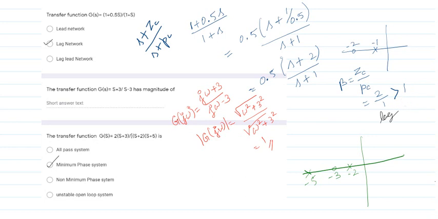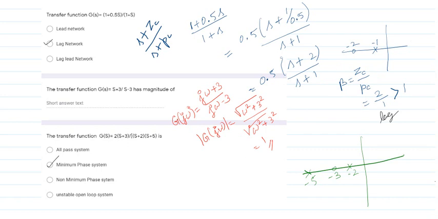If ZC by PC is less than 1, it is a lead compensator. This is another technique. By the pole zero diagram also we can find, or else by the ratio also you can find. If ZC by PC is greater than 1, it's a lag compensator. If it is less than 1, it is a lead compensator. Okay. Next question is a very simple problem.